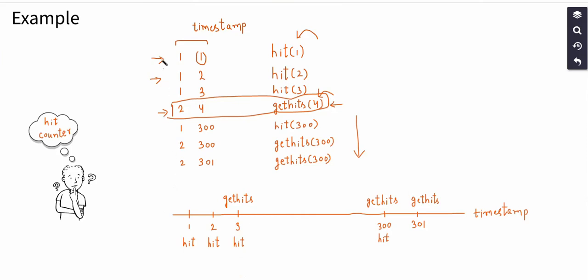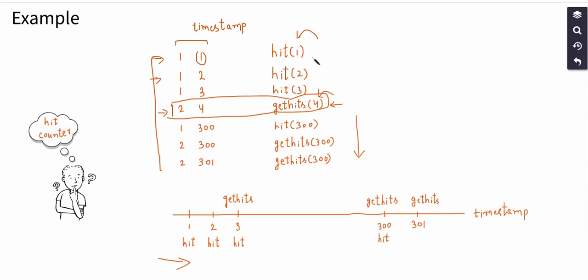So this same timeline can be represented in this number line, where we are performing the hits at timestamps 1, 2 and then 3, and then we are getting the hits at time 3, and then we are performing the hit again at timestamp 300, and then we are calling our get hits function again at 300 and 301. So what will be the answer to this first get hits function call?